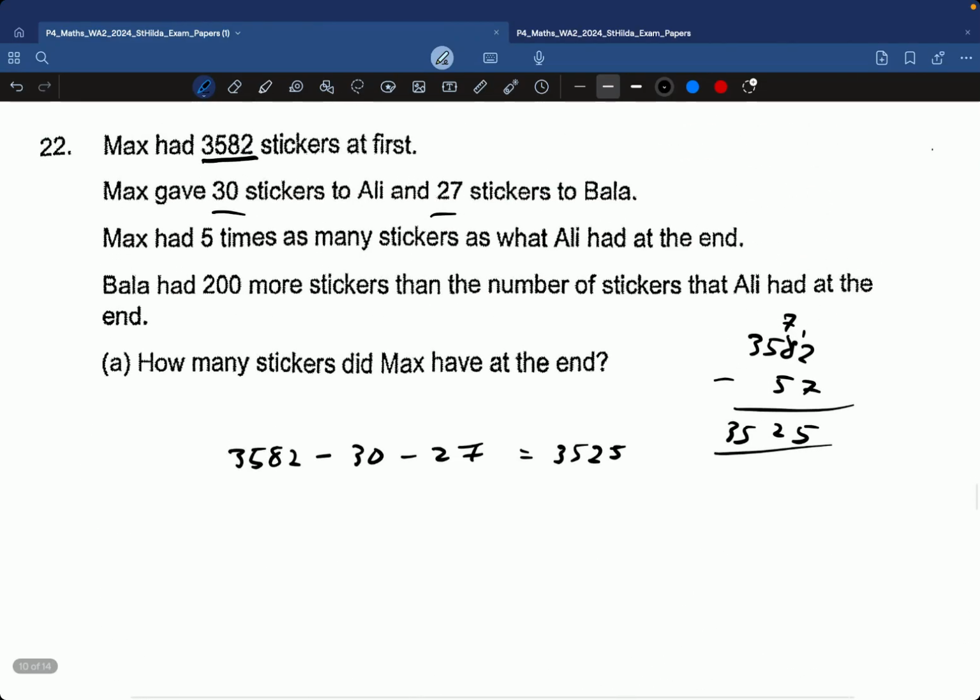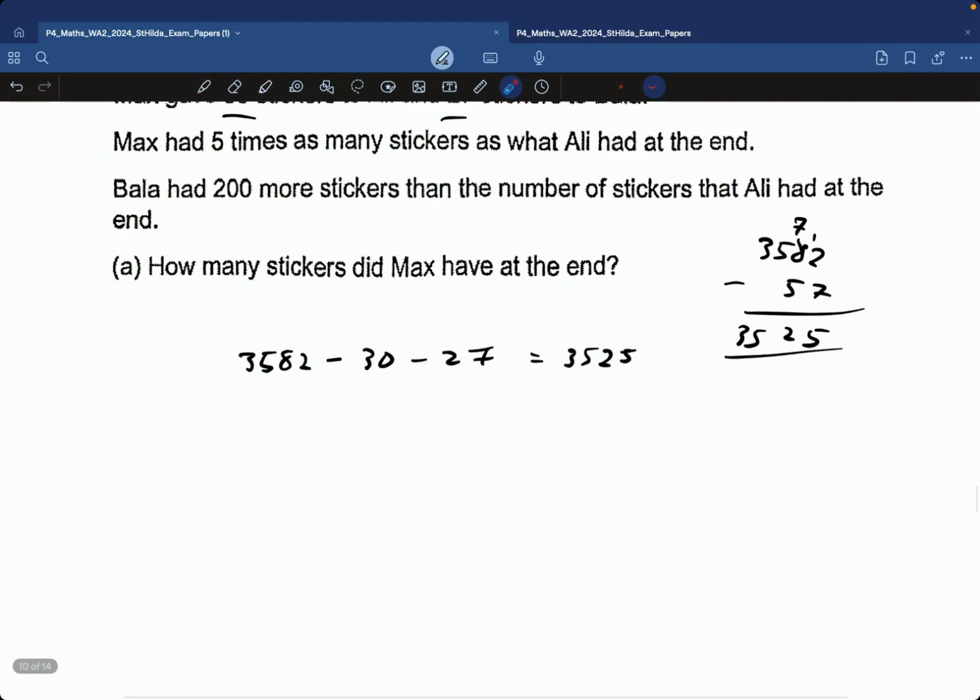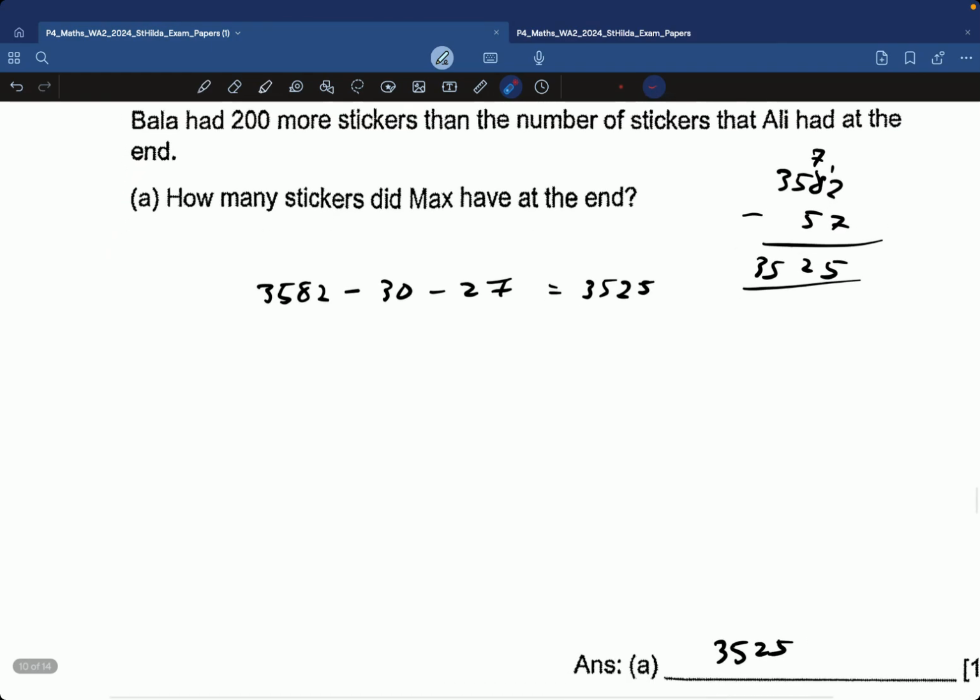Okay, so let's read the question. Max had 5 times as many stickers as what Ali had in the end, right? And Bala had 200 more stickers than the number of stickers that Ali had at the end. All right, so we need to know Ali. So, how many stickers Ali gets, so that we know how much Bala also gets.